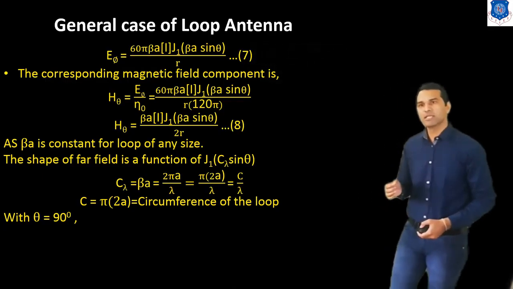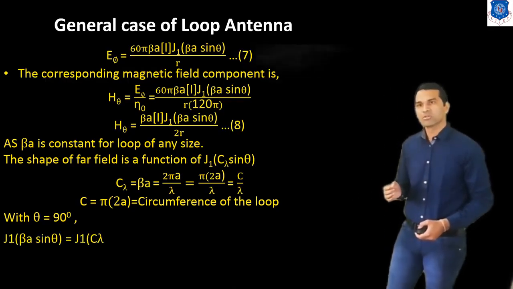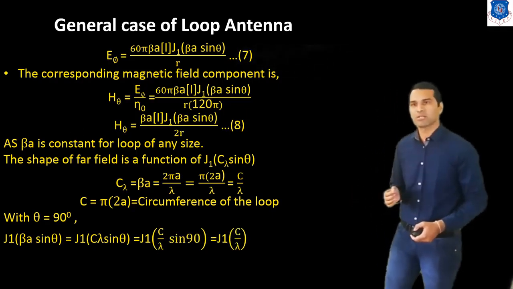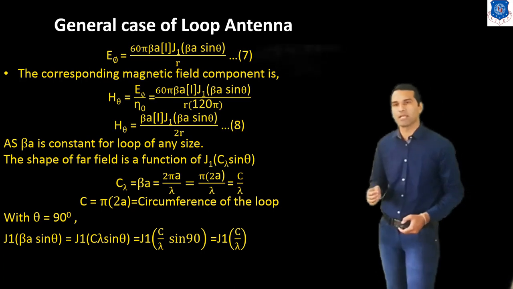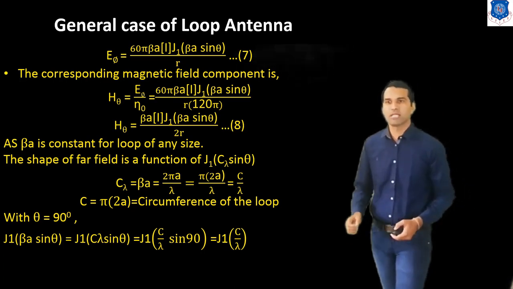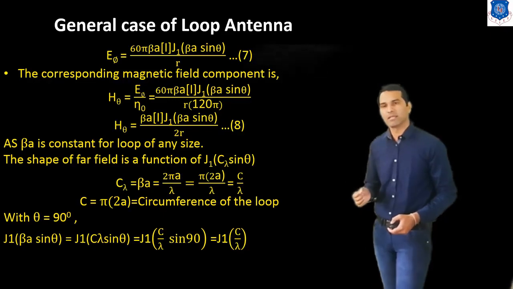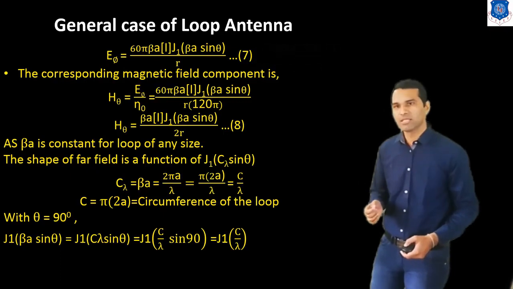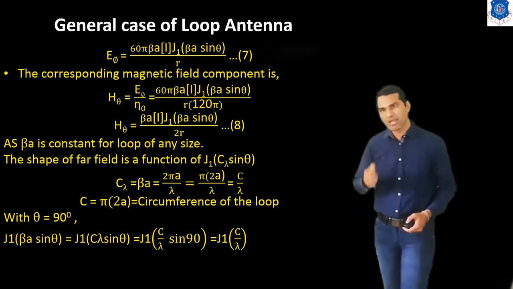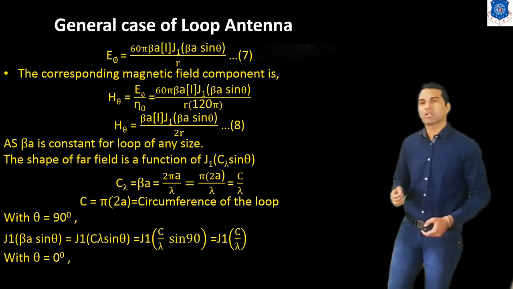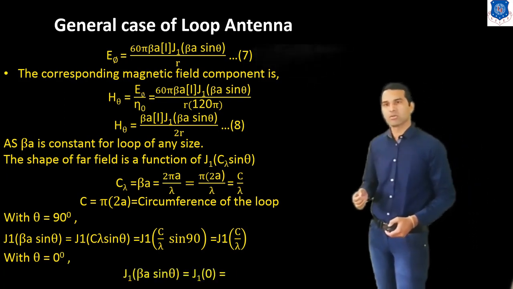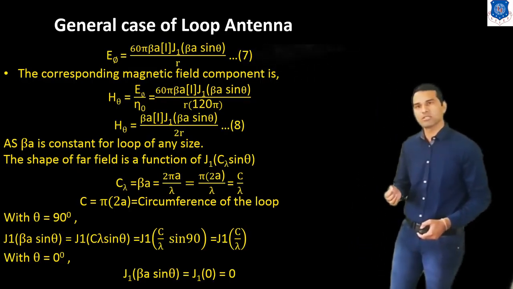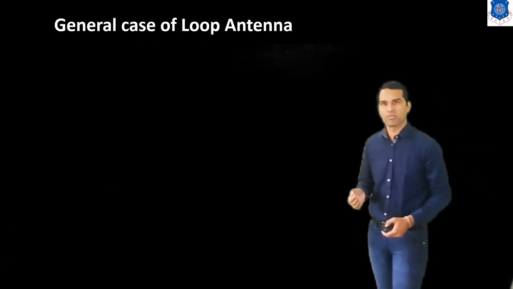Now we consider theta equals 90 degrees. So J1 beta A sin theta equals J1 C lambda sin theta, and we can also write J1 C by lambda sin 90. We know the value of sin 90 is 1, so finally we get J1 of C by lambda. And for theta equals 0 degrees, when we put sin theta equals 0, we know that sin 0 is nothing but 0, so we get 0.